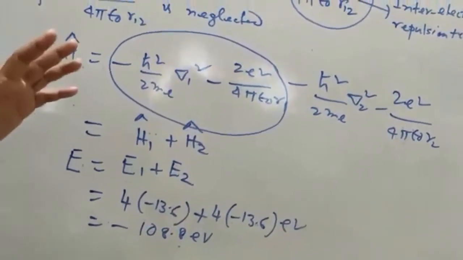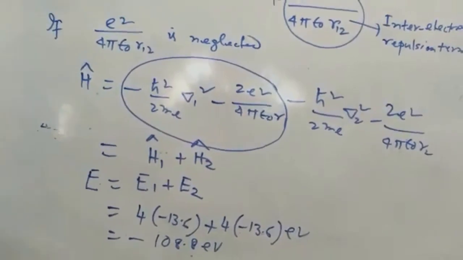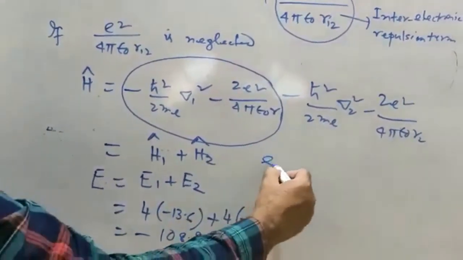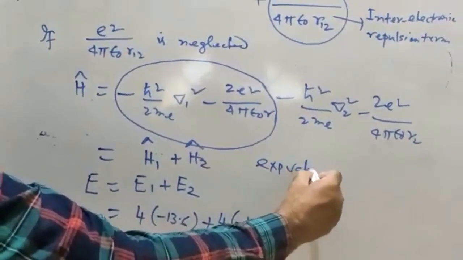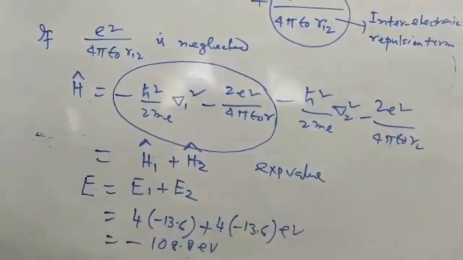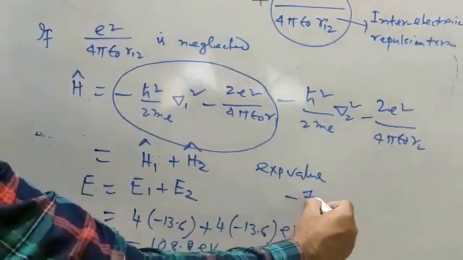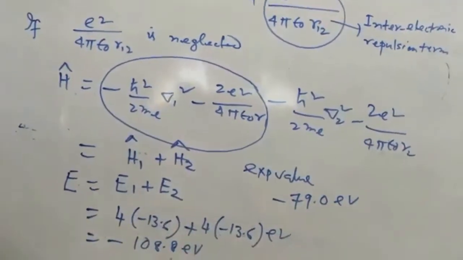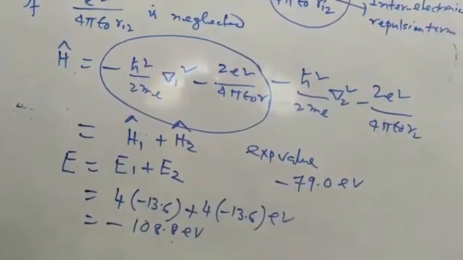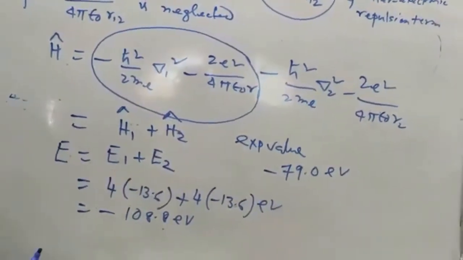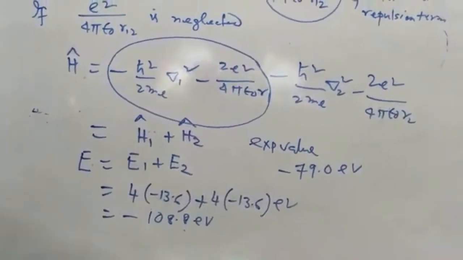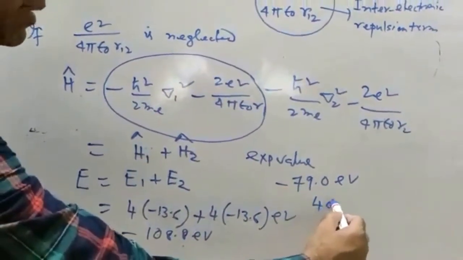So this is the theoretical estimate of the energy value of the helium atom system if the inter-electronic term is neglected. But what is the experimental value? The experimental value is minus 79.0 electron volt. So the experimental value is nowhere near the estimated value. There is almost 40% error.